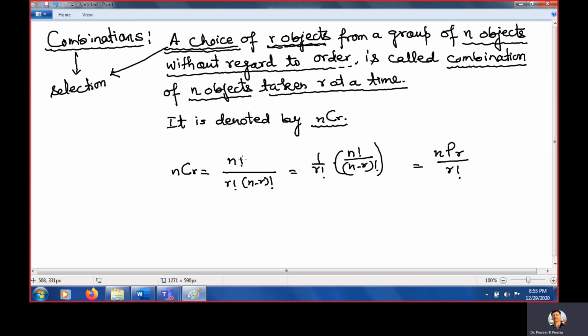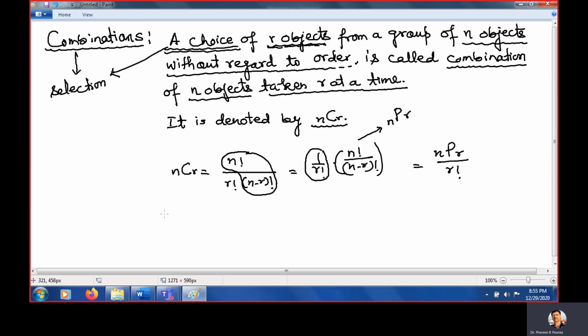Now we make a group of this value. Why? Because you should remember that factorial n upon factorial n minus R was nPr. So we separate 1 upon factorial R. This value is nPr. So nPr upon factorial R is the value of nCr.